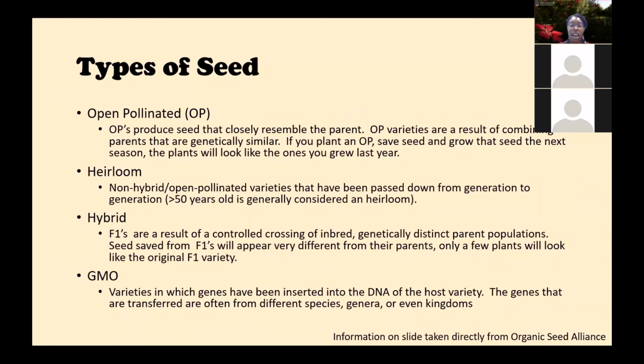So open pollinated is a phrase that has gained popularity. It really just means that the seed is going to produce a plant that closely resembles the parent. Open pollinated means you didn't control the pollination, you didn't go in and hand pollinate it yourself. The seed that grows is going to be the seed that will produce a plant that's like the parent. Heirloom is basically an open pollinated variety, but there are different definitions for heirloom. So sometimes it's just a really old plant.